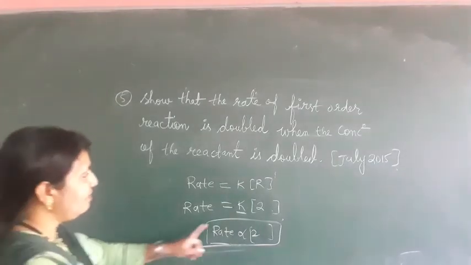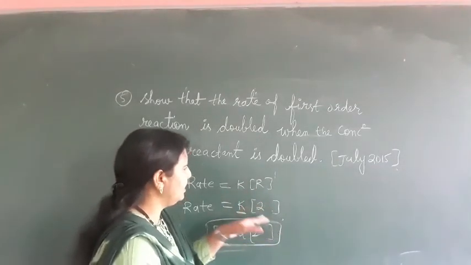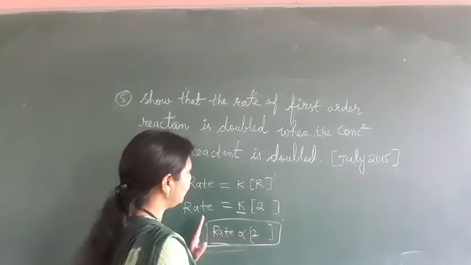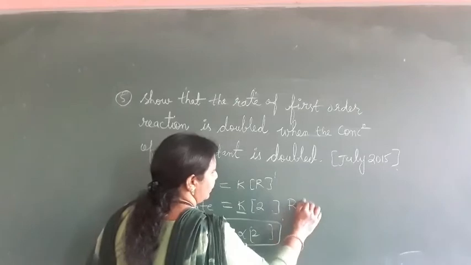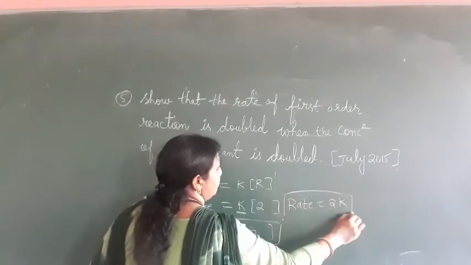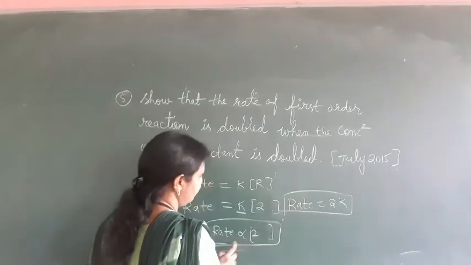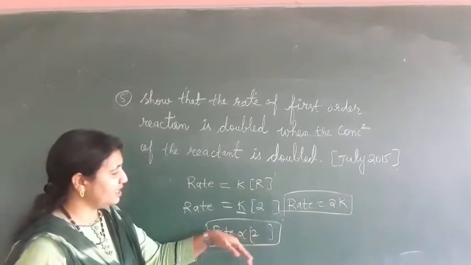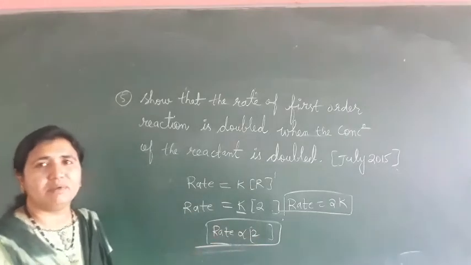Here R will not come, so if you double the rate, we write 2, then we get rate equal to 2k. If you remove k, the proportionality constant, it means this only. So if the concentration of the reactant is doubled, the rate is also doubled.